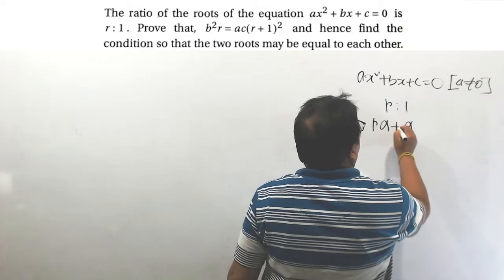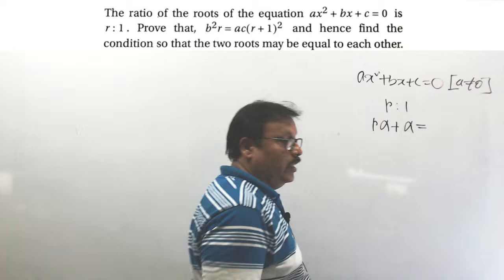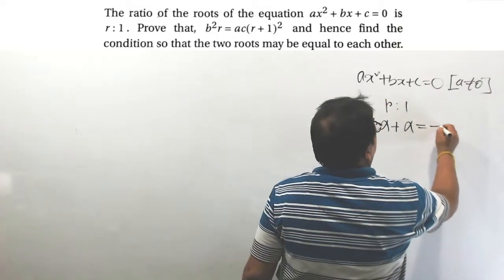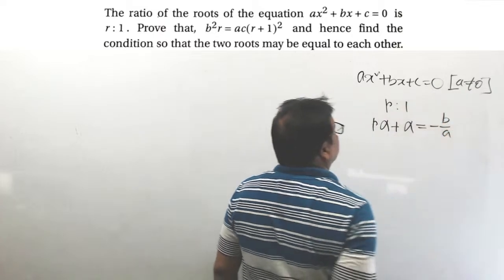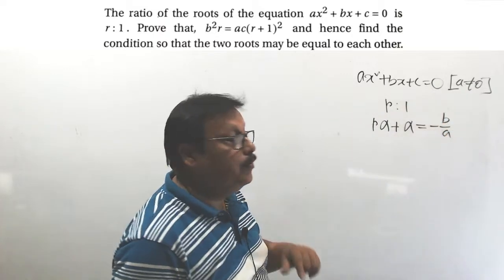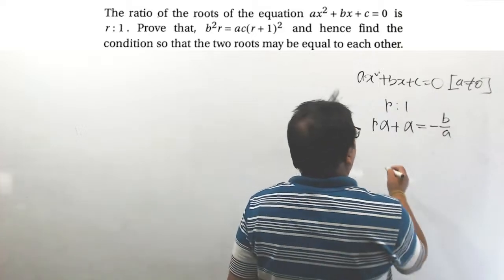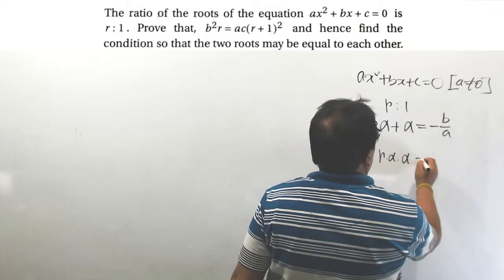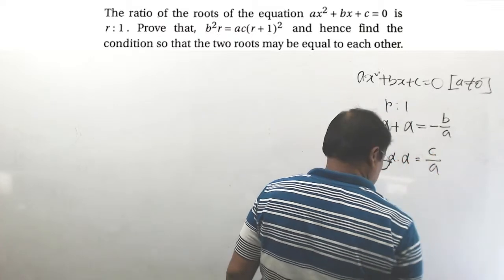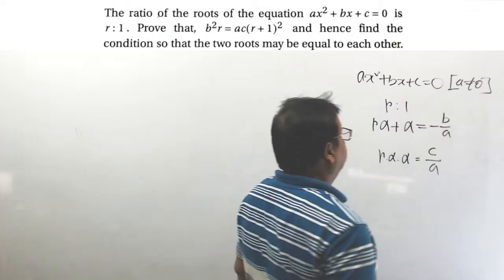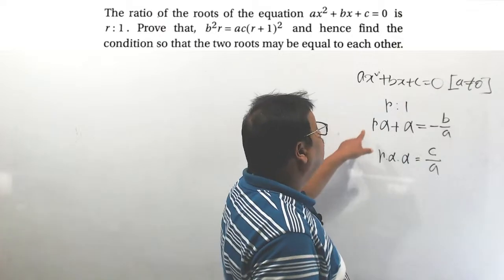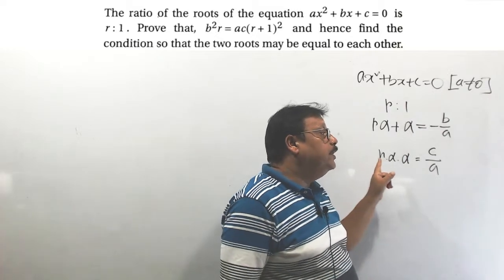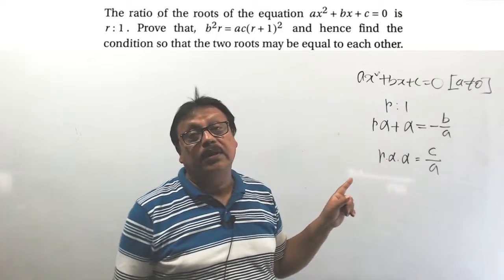So sum of the roots equals to what? Sum of the roots is minus b by a. এটা আমরা শিখে নিয়েছি. Sum of the roots and product of the roots. What is the product of the roots? Product of the roots will be r alpha into alpha is equal to c by a. Understood? c by a. এখন এই দুটো রিলেশন থেকে from these two relations you have to prove b square r is equal to ac into r plus 1 whole square.